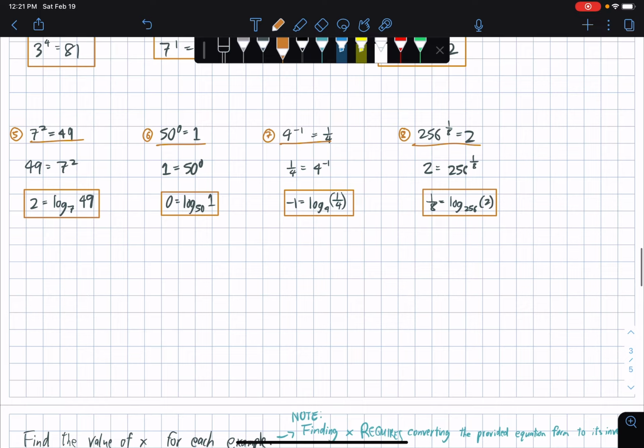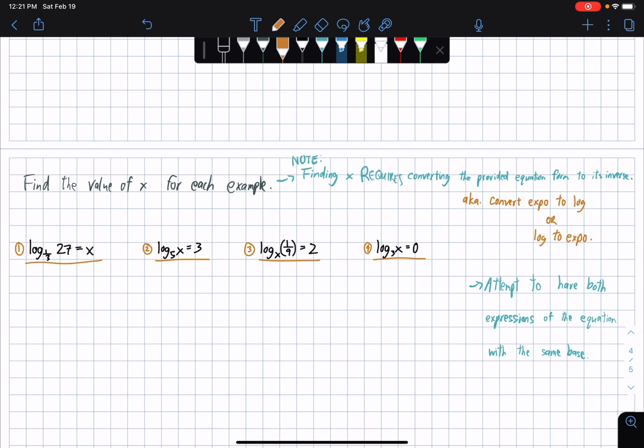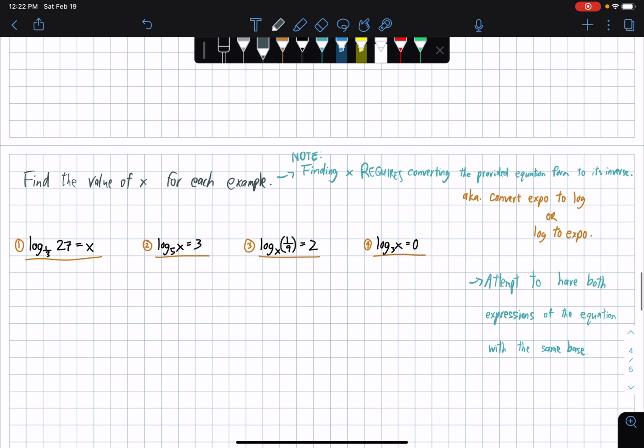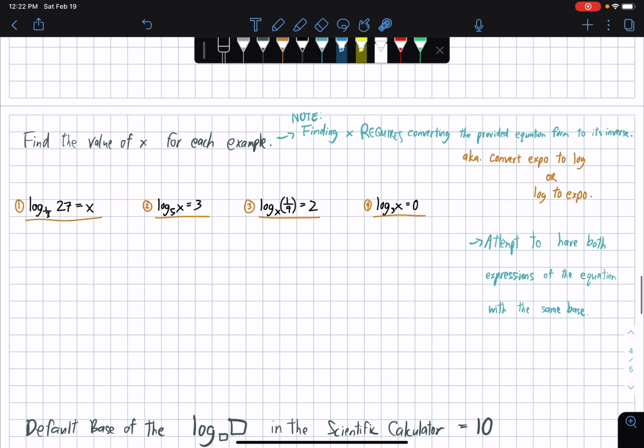Right, we finished those exercises. Let's move on to another practice exercise for logarithmic functions. We have to find the value of x for each example. So we have to note first that finding x requires converting the provided equation form to its inverse. In other words, sometimes we have to convert exponential forms to logarithmic, or it could be converting logarithmic to exponential. Plus, in addition, we have to attempt to have both expressions of the equation with the same base.